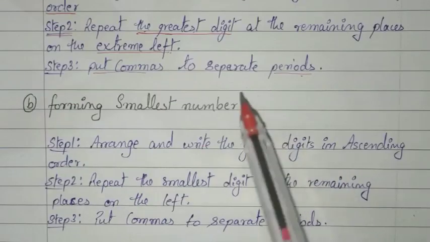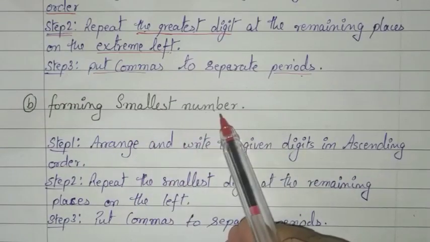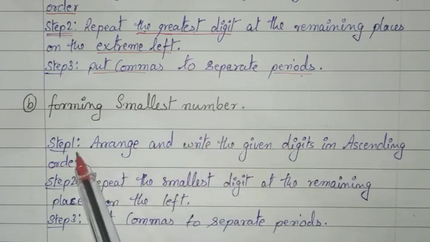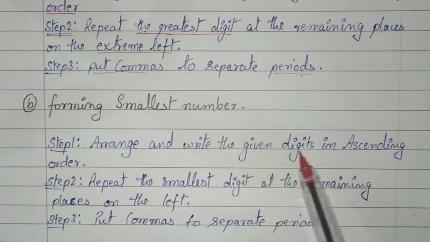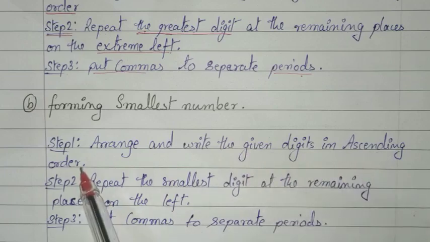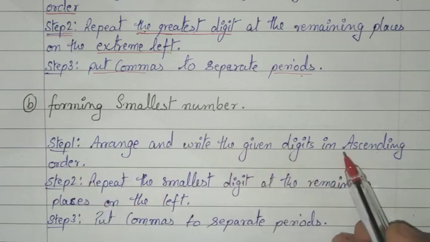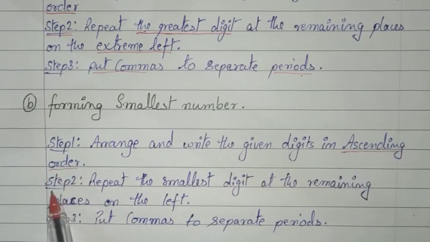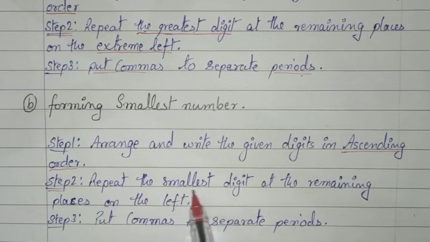Now to form the smallest number. Again, we have 3 steps to form the smallest number. Step 1 is arrange and write the given digits in ascending order. You have to write the digits in ascending order. Step 2 is repeat the smallest digit. You have to repeat the smallest digit at the remaining places on the left.